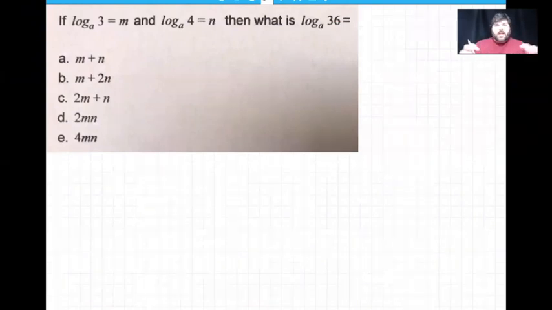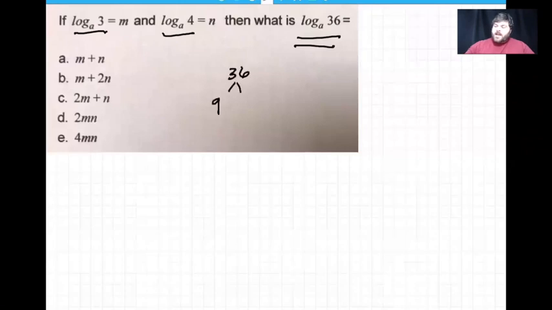We're always trying to break these things apart into separate logarithms or put them back together. Well, I'm given one logarithm here. Log base a of 36 equals what? So maybe try to expand that. And notice that they give you log base a of 3 and log base a of 4. Why would they give us those numbers? Well, think about 36. If we factor 36 down, it's 9 times 4, and 9 is 3 times 3. So you could consider 3 times 3 times 4. Those are the numbers that we were given.